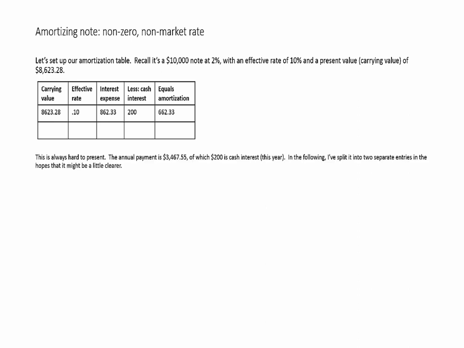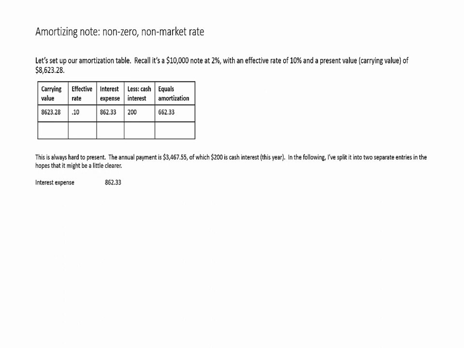Now, this is always hard to present. The annual payment is $3,467.55, of which $200 is the cash interest. So that $3,467.55 is going to be split $200 cash interest, $3,267.55 of principal.